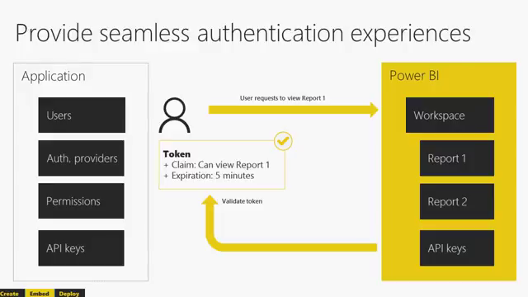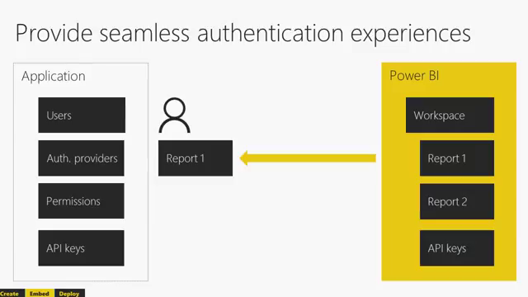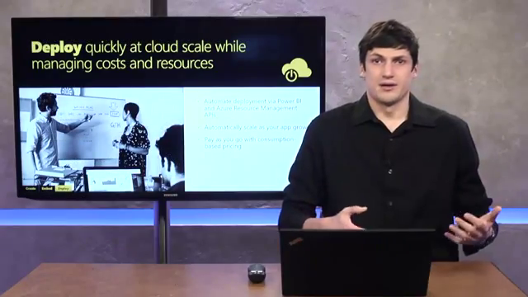If so, we'll look: are the claims right for what the user is trying to do? They're trying to see report 1, we have a claim for viewing report 1, that's fine. Is the token still valid? Has it expired? No, it hasn't. Everything's good. The user can now view report 1 directly in their browser, talking directly to Power BI Embedded.